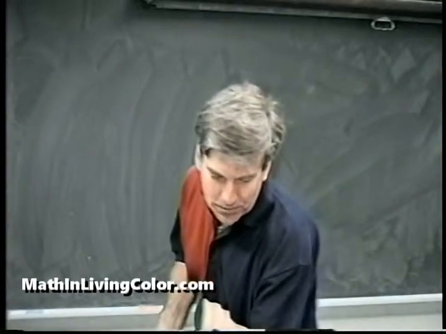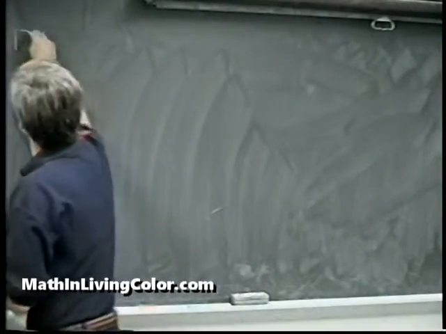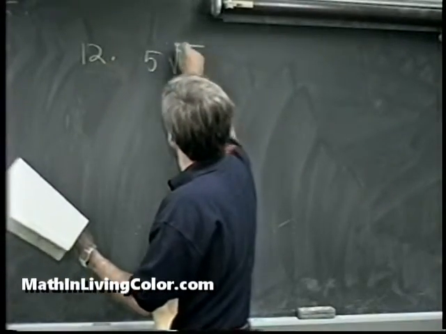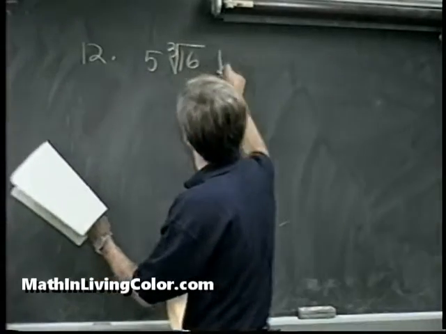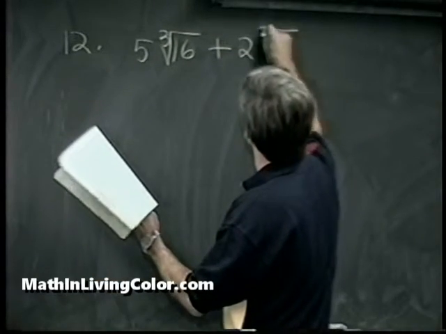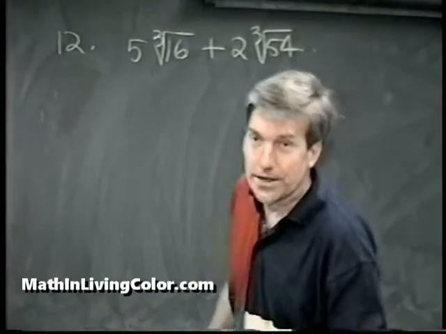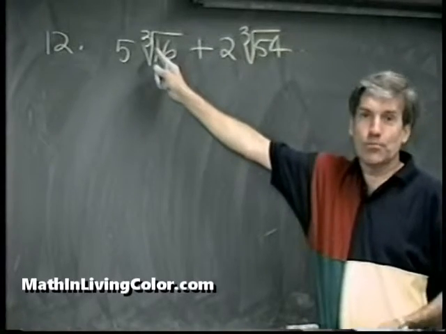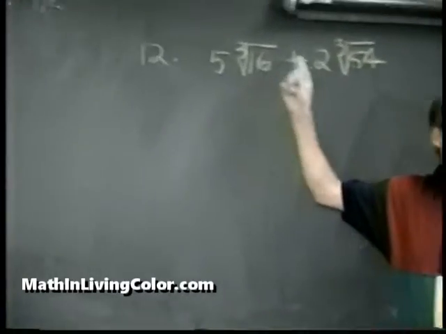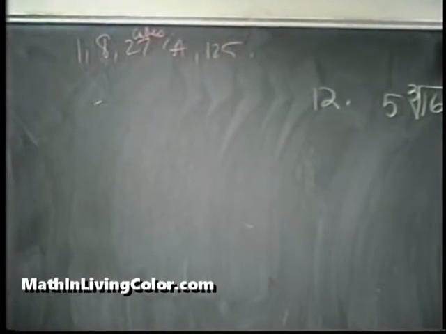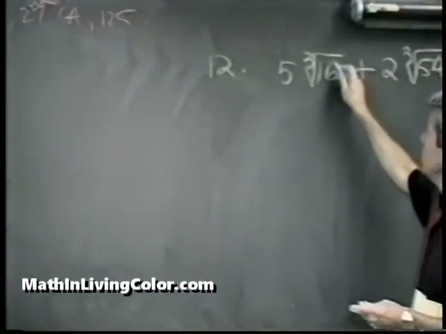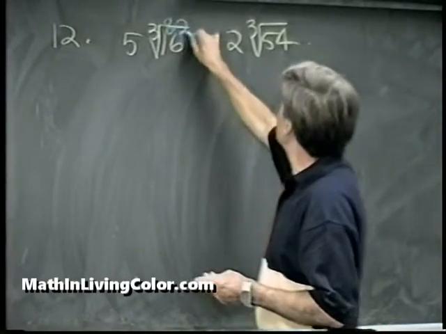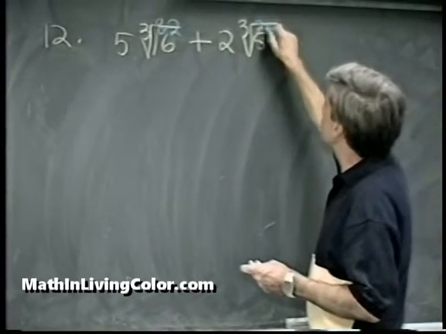Let me start out with number 12. And then I'd like to move down to one that's got variables in it. 5 times the cube root of 16 plus 2 times the cube root of 54. Now, what are the magic numbers? Cube root. Cube root makes you think 8, 27, 64, 125, right? So, the perfect cube that divides into 16 would be 8. Let's make that 8 times 2, and let's make the 54 actually 27 times 2.